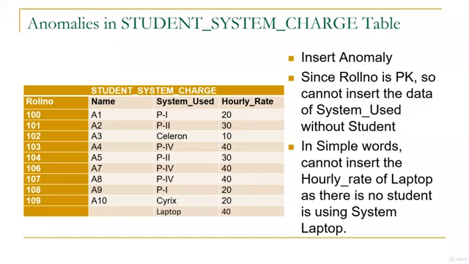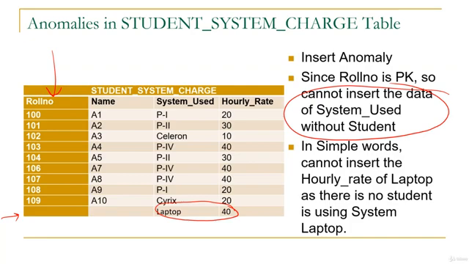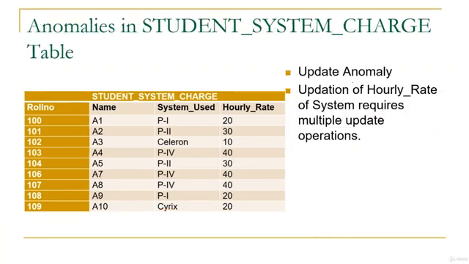The insert problem is that, as I have already discussed, roll number is the primary key in this table. So let's suppose I want to insert laptop 40 rupees. I cannot store this rate of the system until I have a corresponding student for this particular system. So I cannot store the rate of a system until one student is using that type of system. So this is the insert anomaly, that we cannot insert the data of a system without a student.